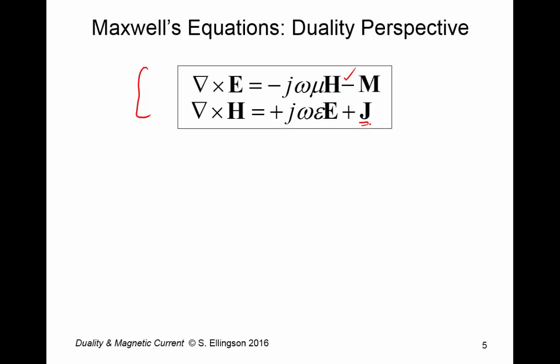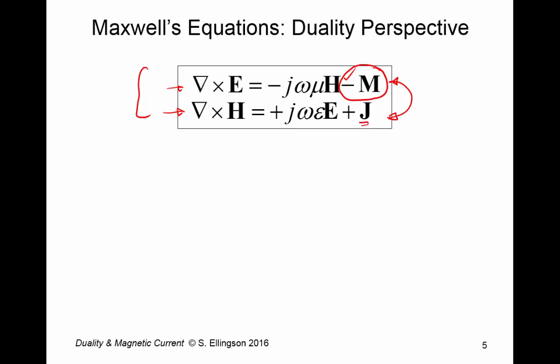Now, in duality, we recognize that these two equations are in fact duals of each other. In other words, you can apply the principle of duality to this equation and you get this equation, and vice versa. However, that only works if you introduce the magnetic current here. So we're going to do that.